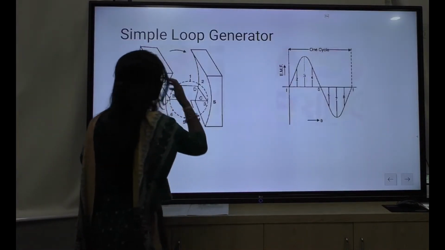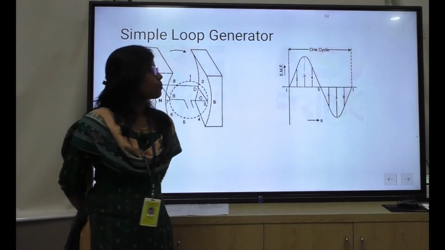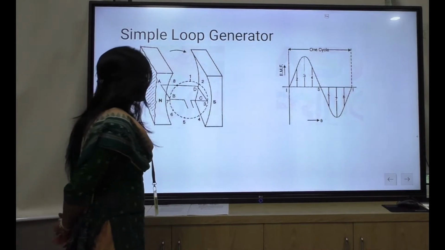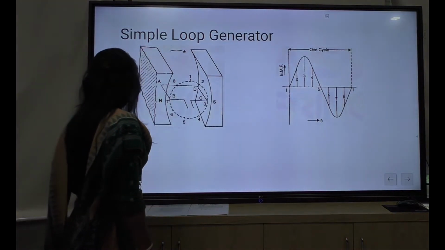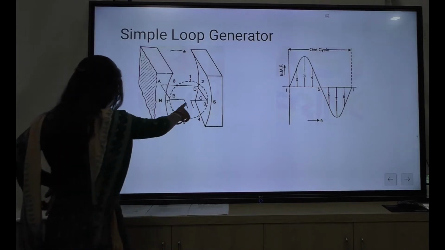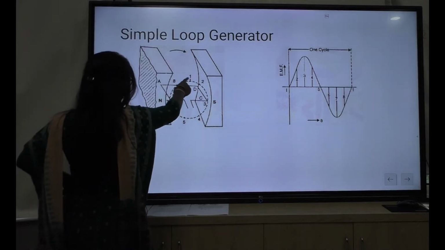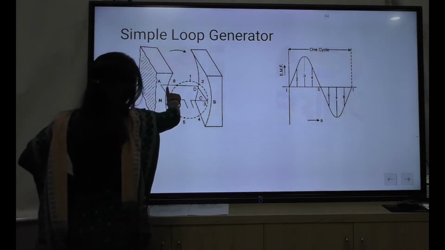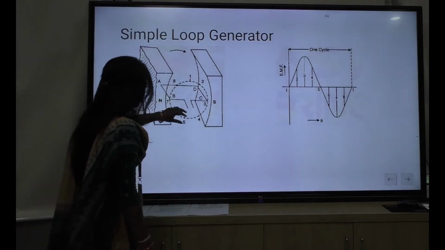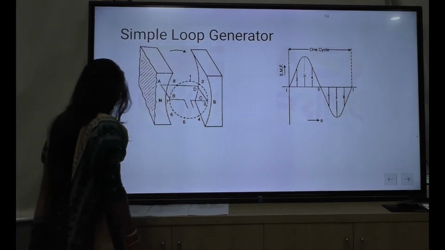So, coming to the next slide, simple loop generator. Before going to the simple loop generator, first we will see how the EMF is induced in a loop. We will consider a simple loop ABCD which is rotating in clockwise direction in a uniform magnetic field. As this loop rotates, the flux linking the coil sides A and B also changes continuously. As the flux linkage changes, the EMF induced in these coil sides also changes.